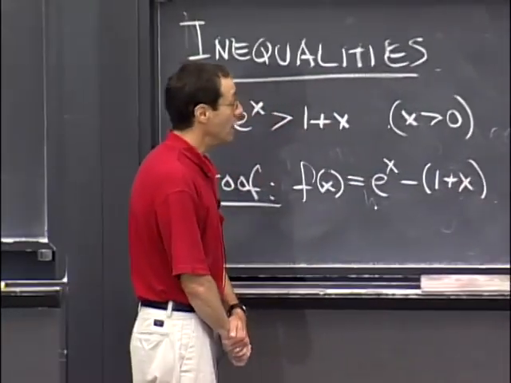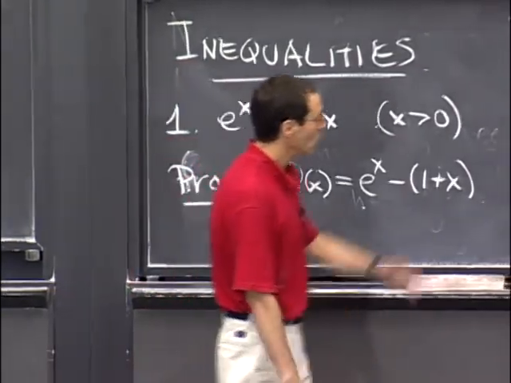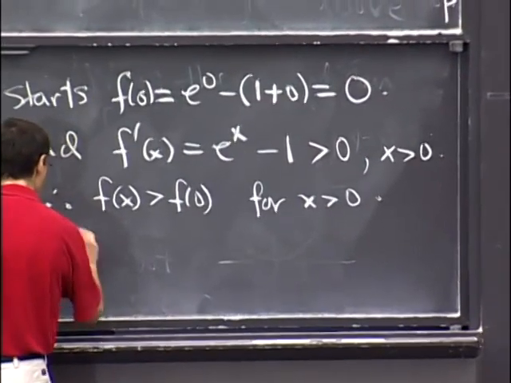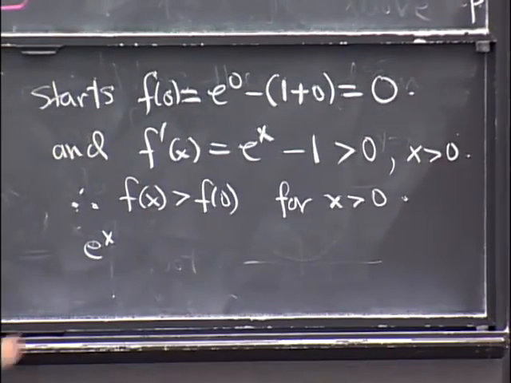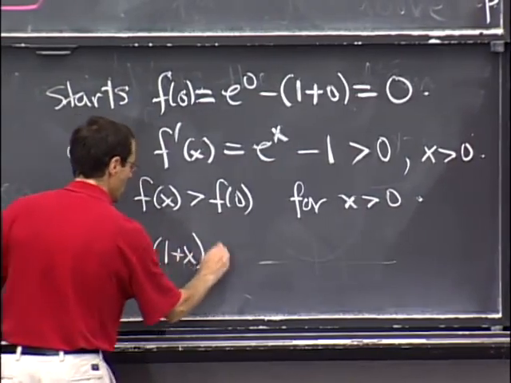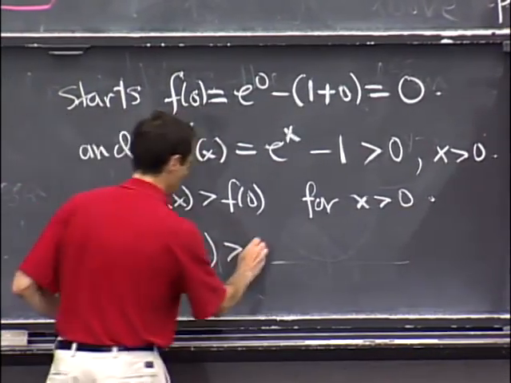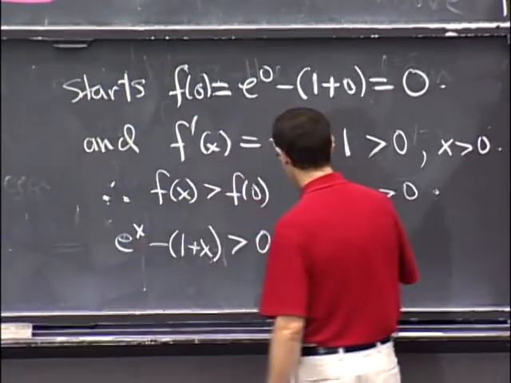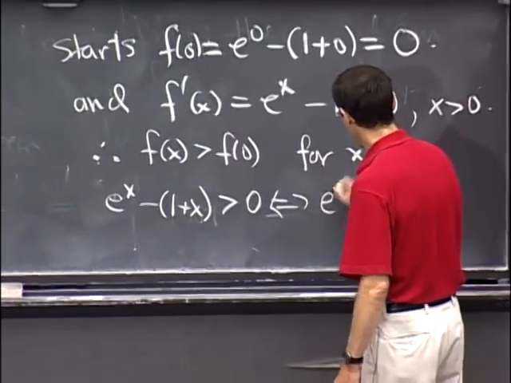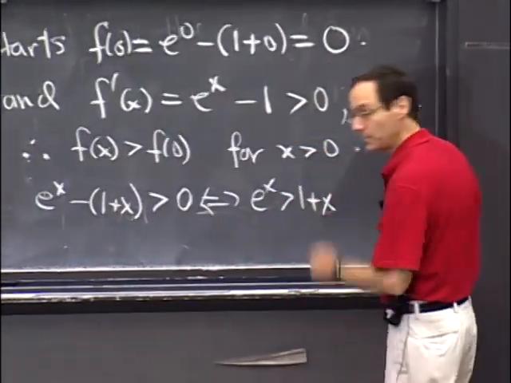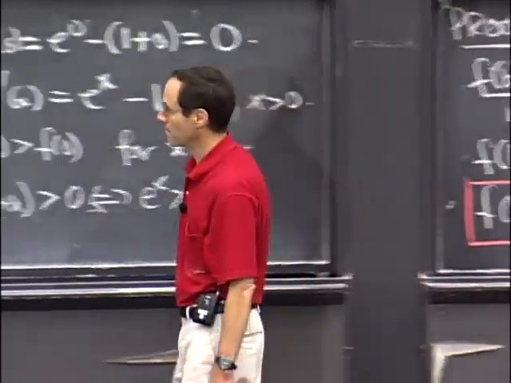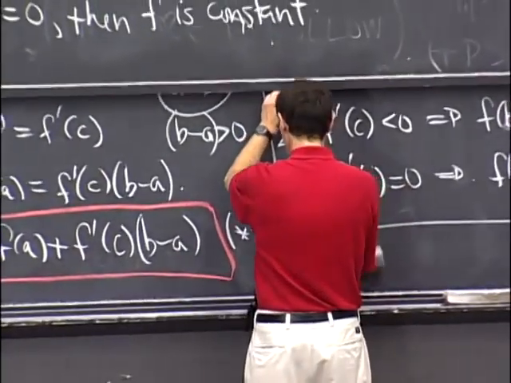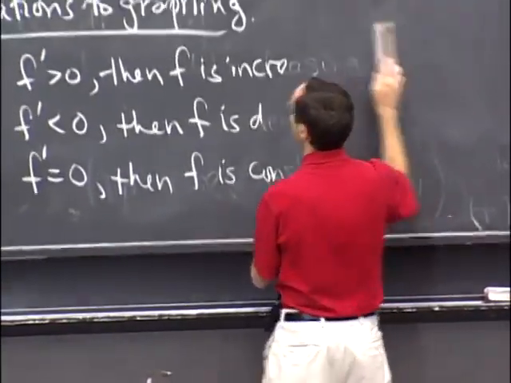So this is true. Now, all I have to do is read what this inequality says. And what it says is that e to the x, just plug in for f of x, which is right here, minus (1 plus x) is greater than the starting value, which was 0. And now I put the thing that's negative on the other side, so that's the same thing as e to the x is bigger than 1 plus x. That's a typical inequality. And now we'll use this principle again.